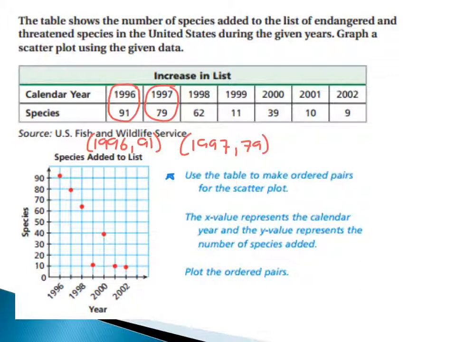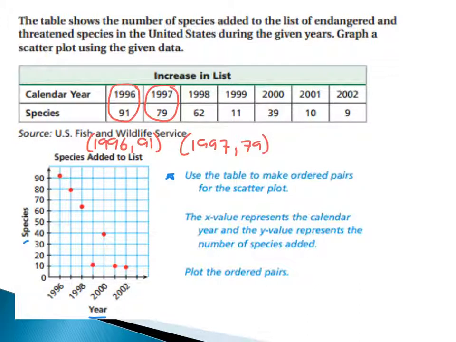Notice here that I have the year as my x and the number of species as my y variable. And then when I plot the ordered pairs, I can see the overall relationship. So if you look here, what is the overall relationship between the number of years and the species on the endangered or threatened list?